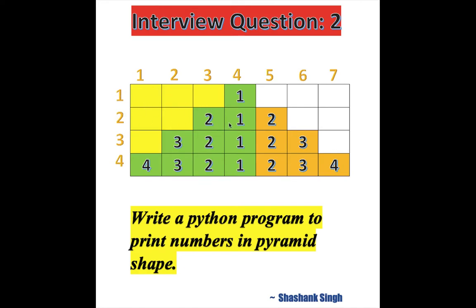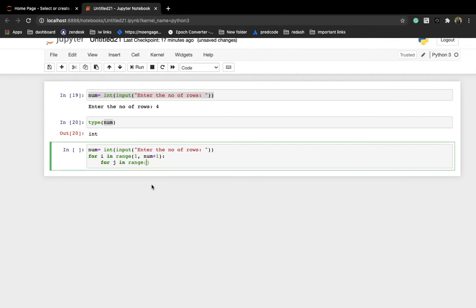At i equal to 2, 4 minus 2 is equal to 2 spaces I need to print. And at i equal to 3, I need to print 4 minus 3 is equal to 1 space, and at the end, i equal to 4, I don't have to print spaces. 4 minus 4 will be 0, right? So what I will write here is 1 to num minus i.